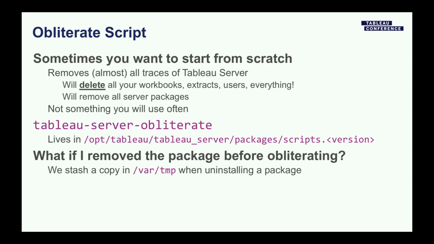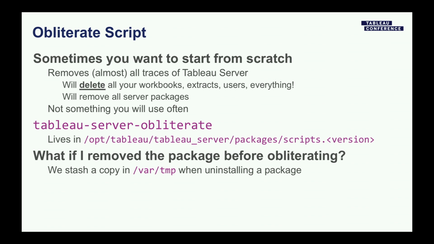It's not something you use very often, but say you have a test VM and you installed a beta release and you want to try out some other version, then you always want to use obliterate and not just remove the package, because obliterate will make sure we remove all the traces of Tableau Server, and so you won't get confused with a second installation. The script is called Tableau Server Obliterate. It lives in the scripts directory right alongside initialize TSM. And say you accidentally forgot and you uninstalled the package and you really wanted to obliterate it, but you just removed the package first. We stash a copy of Tableau Server Obliterate in the var temp directory in case you forgot.